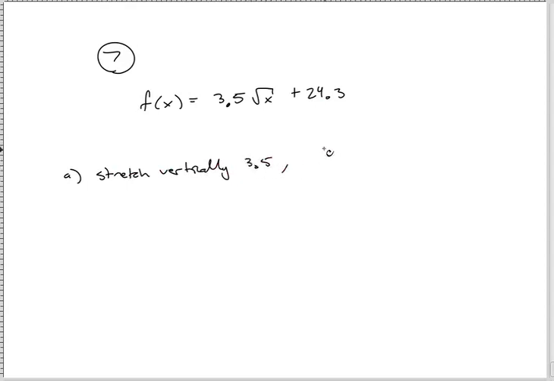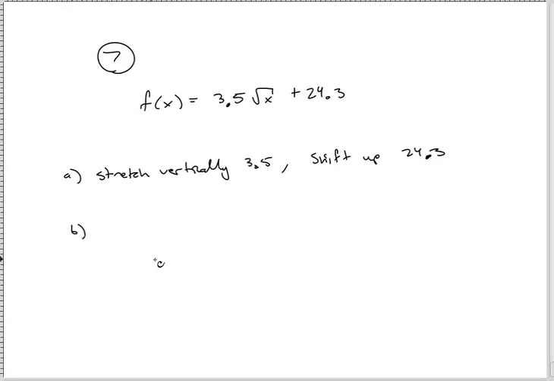So I have f of x is equal to 3.5 square root of x and then plus 24.3. And they start off by saying, well, what's going on? In part A, you're going to be stretching this vertically by the 3.5, and then you're going to shift it up by the 24.3. Click that answer. That's multiple choice stuff. You click that. All right, not too hard.